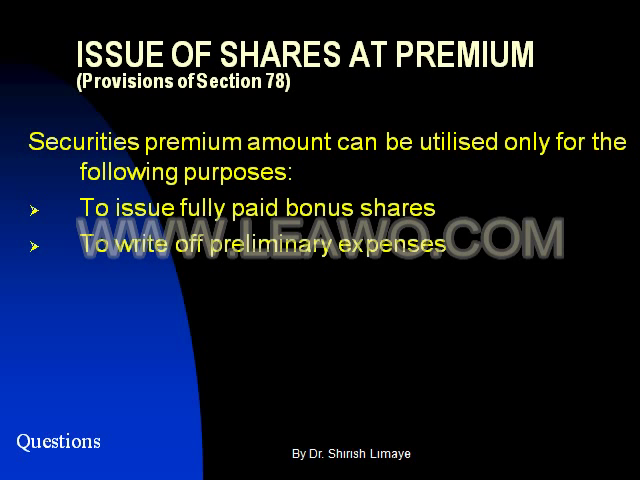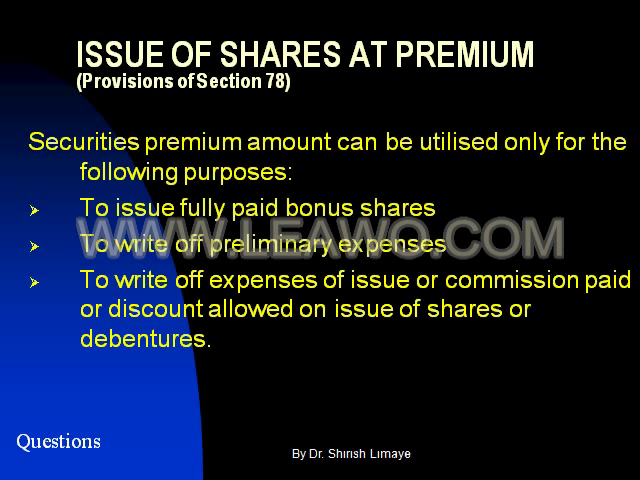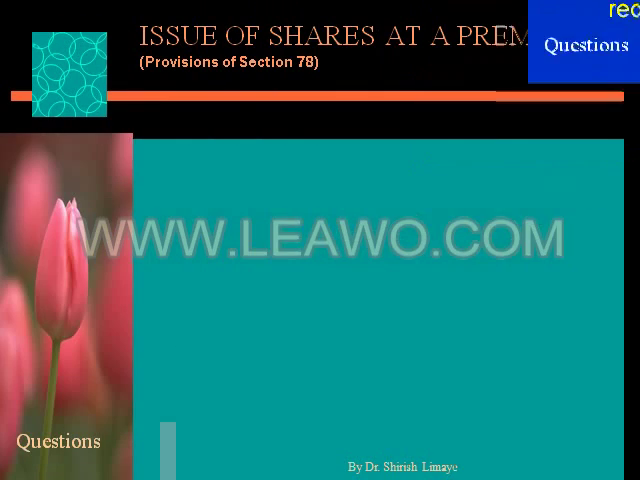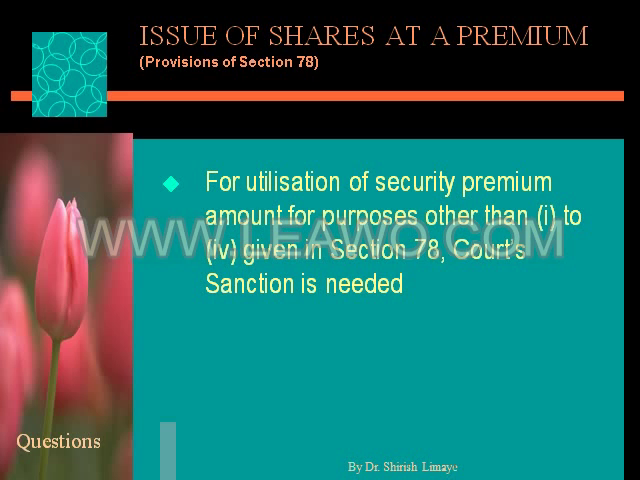These are called preliminary expenses. Share premium amount can be used for writing off expenses on issue or commission paid or discount allowed on issue of shares or on debentures. Premium amount can be utilized to provide premium payable on redemption of redeemable preference shares or redemption of debentures. If the company wants to utilize the premium amount for any purposes other than the purposes mentioned in point number 1 to 4 above, then court sanction is needed.